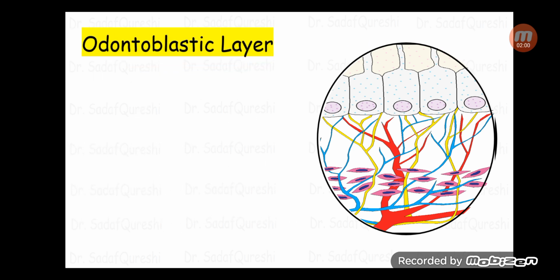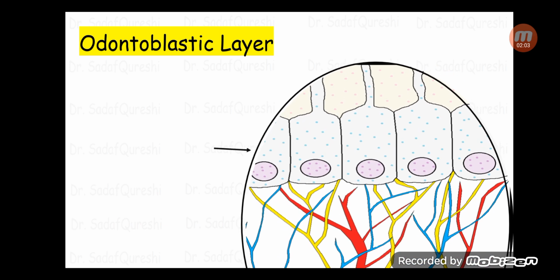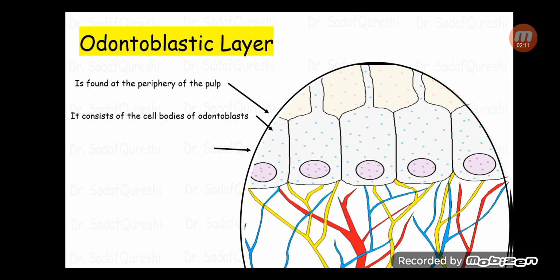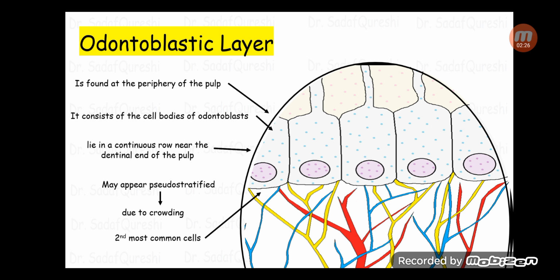To understand the odontoblastic layer, we will further enlarge this image, and can see there the upper layer that is toward the dentine is called as odontoblastic layer. It is found at the periphery of the pulp. It consists of cell bodies of odontoblasts, and that's the reason it is called as odontoblastic layer. It lies as a continuous row in the dentinal end of the pulp. It may appear pseudostratified due to crowding, and it is the second most common cell in the dental pulp. The first most common cells are the fibroblasts. They are about 60,000 to 75,000 per square mm in number in coronal pulp, and to some extent lesser in radicular pulp.